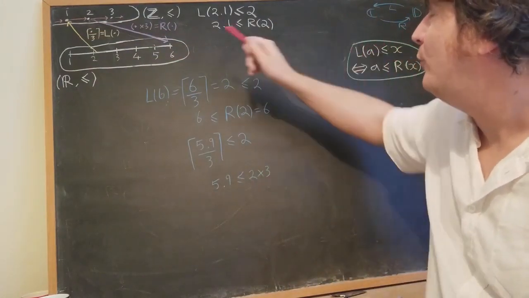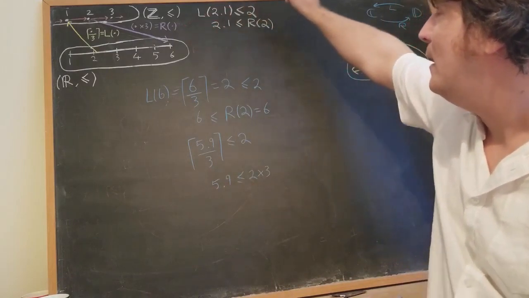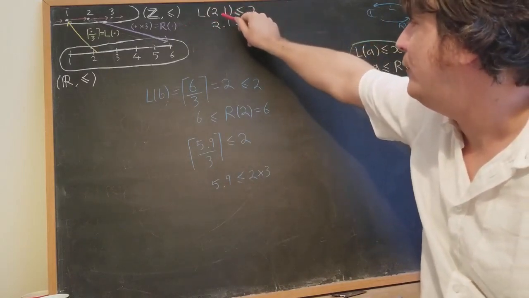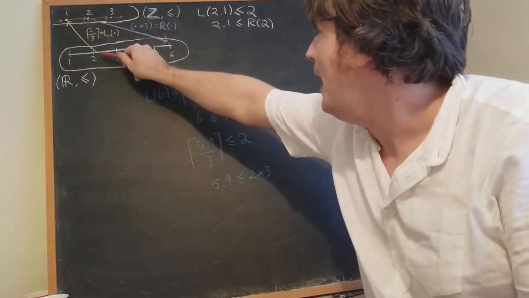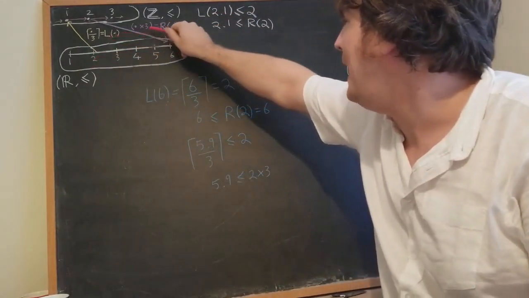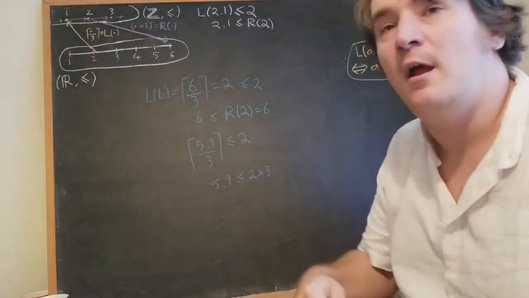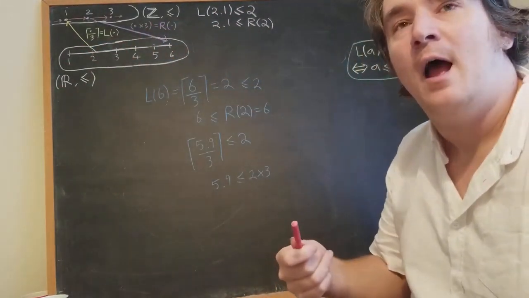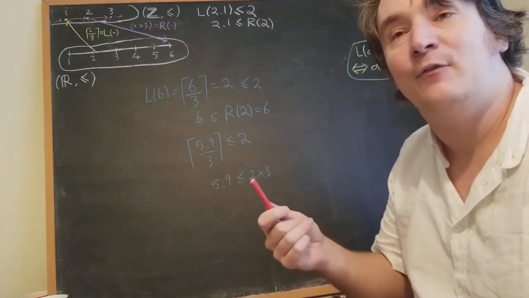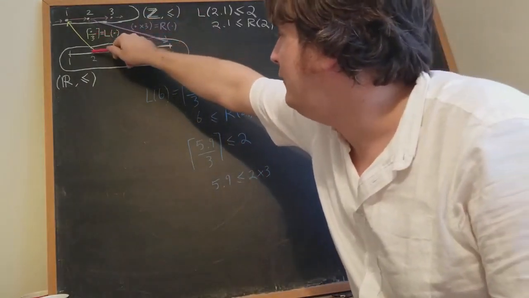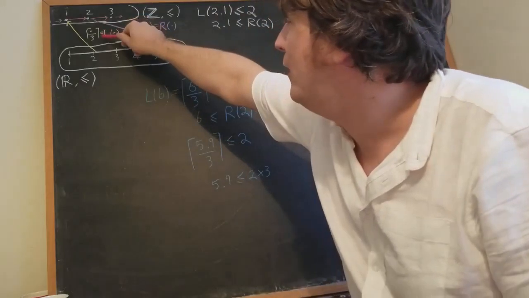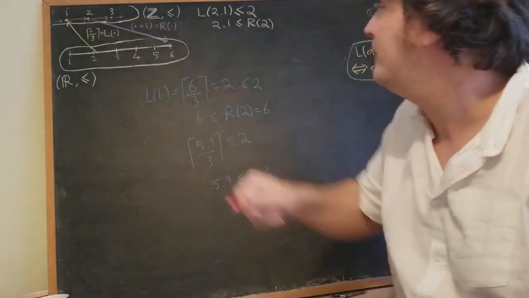So how does this work, for example? Well, let's say we have 2.1. That's a real number. If we apply L to it, we get the ceiling of 2.1/3. That's just a bit less than 1, so the ceiling function rounds it up to 1. So this gets sent to 1 under this function L.